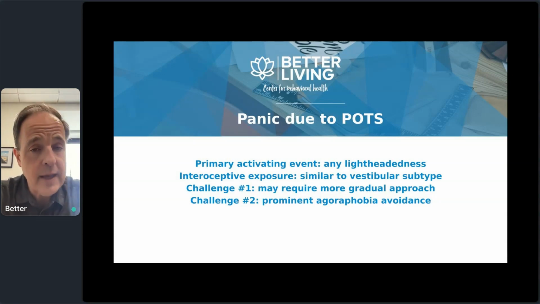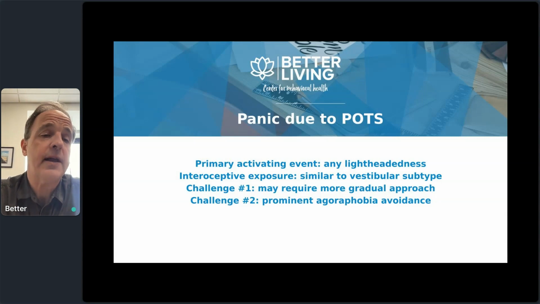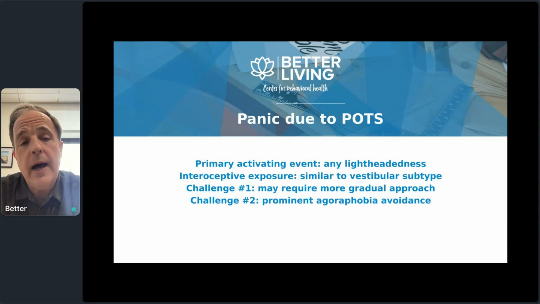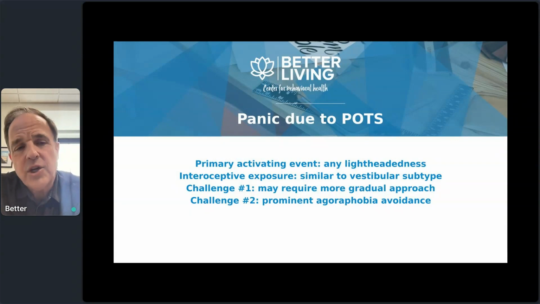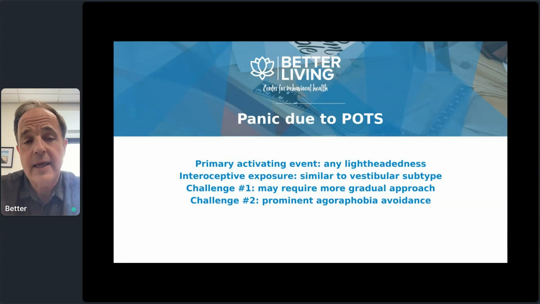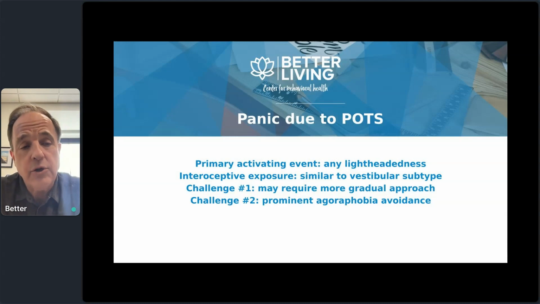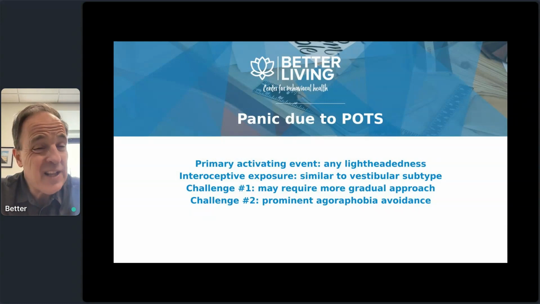Panic due to POTS, that postural orthostatic tachycardia syndrome. The primary activating event is any lightheadedness. You can provoke lightheadedness safely in individuals with POTS. The only real distinction is make sure that in the event they get too lightheaded and struggle to tolerate it, they have a chair or a couch right alongside them so that they can gain their balance. You may need to go more gradually, so it may take a little longer.